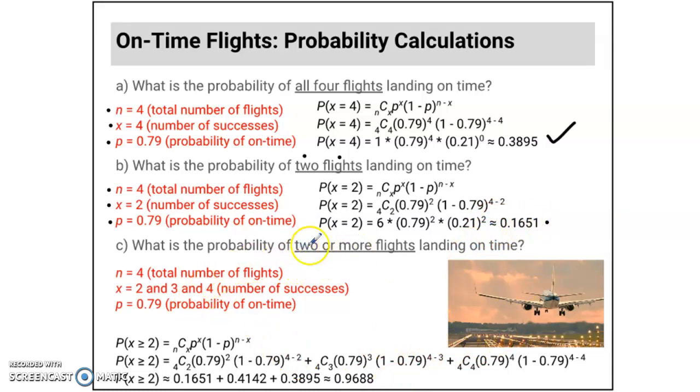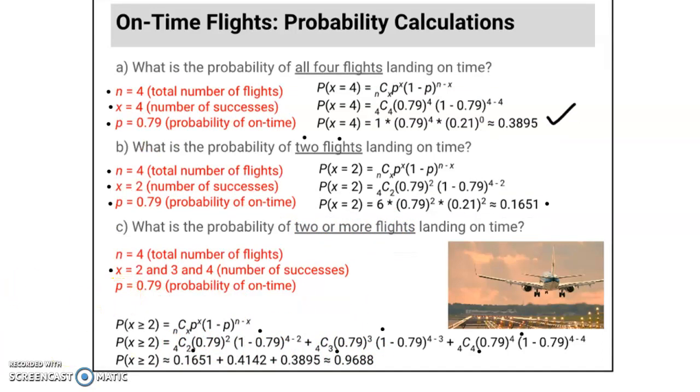Last but not least, the probability of 2 or more flights landing on time, well, that's going to be the probability of successes 2, and also the probability of successes 3, and also the probability of successes 4. You can tell that I did that one time here, plus another time here, plus another time here. And you can also sort through this to figure out that this is the 2 successes, this one is 3 successes, and this one is 4 successes. I added them all together to get 0.9688, which means it is a very good chance that 2 or more flights land on time. All right.